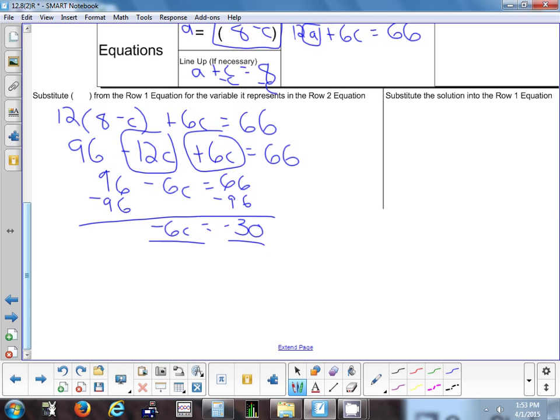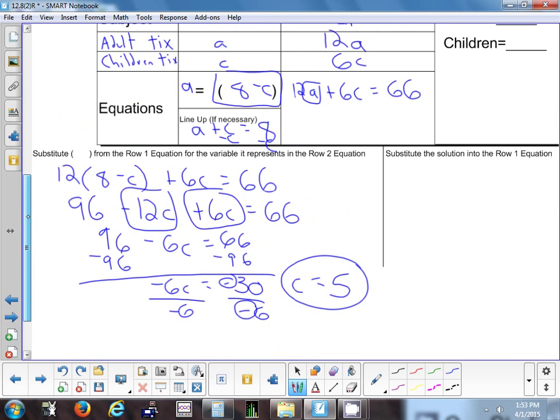What am I dividing by? Negative 6. Good. C equals 5. Nice job, Tyler.